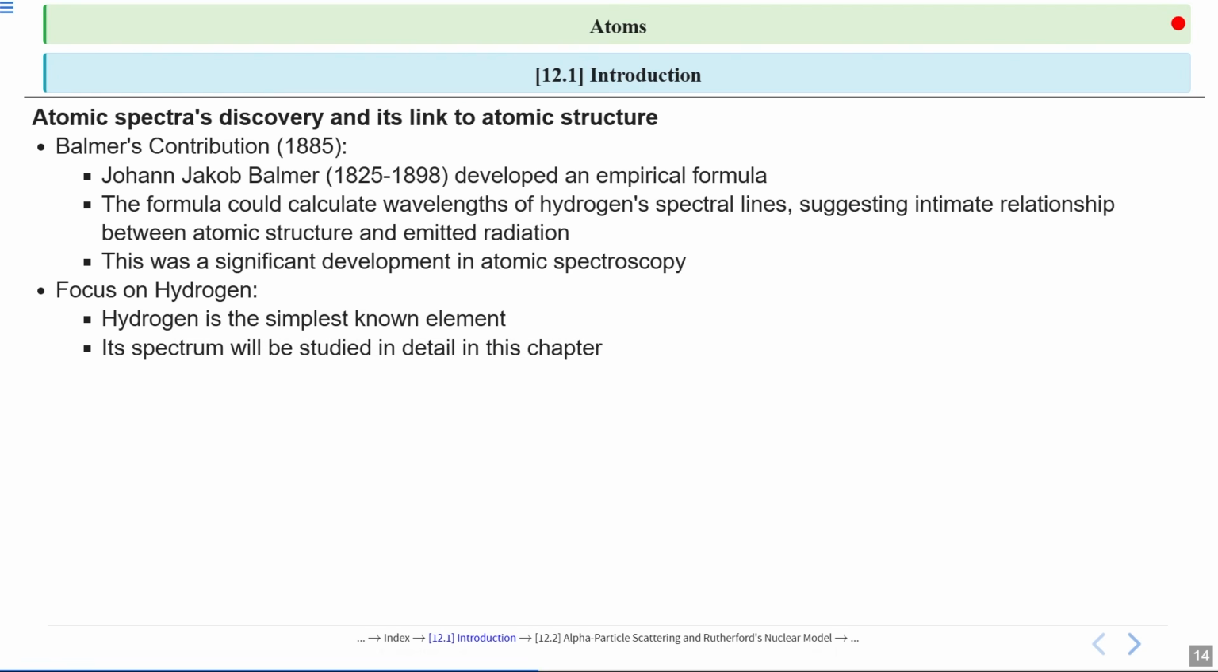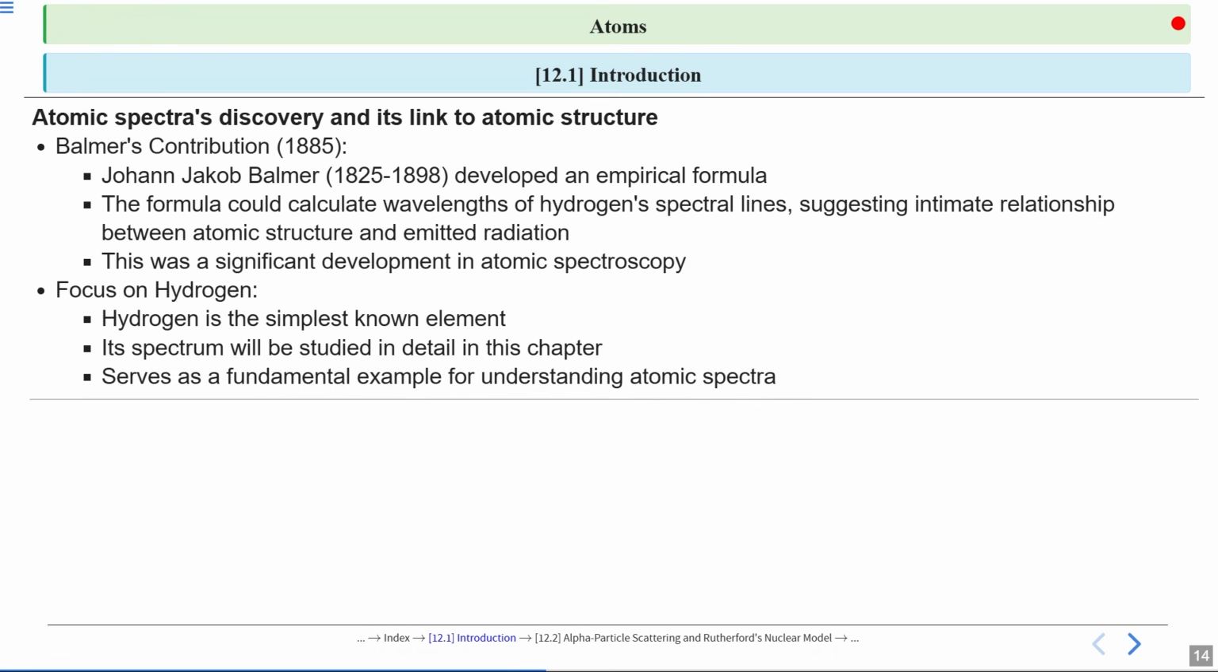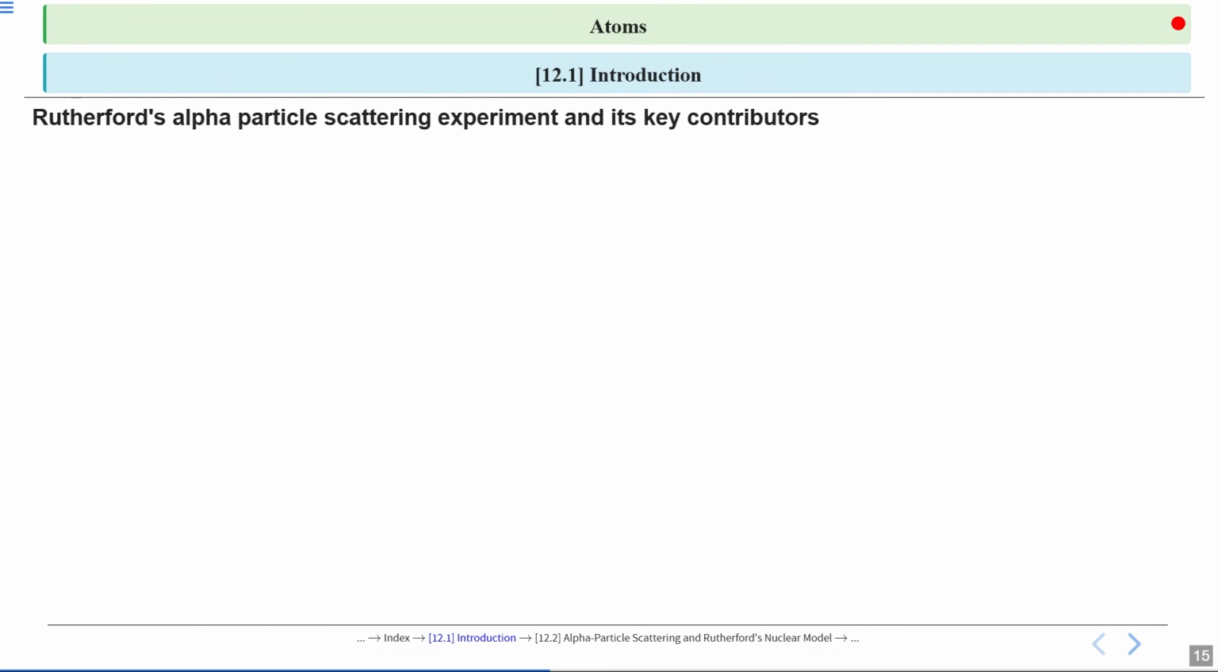We will study the hydrogen spectrum in detail in this chapter. By analyzing the lines it emits, we will uncover the rules that govern all atoms. This detailed look at hydrogen will help us build a foundation for understanding more complex elements later. Hydrogen serves as a fundamental example for understanding atomic spectra. The patterns we see in hydrogen spectra are starting points for all atomic physics.